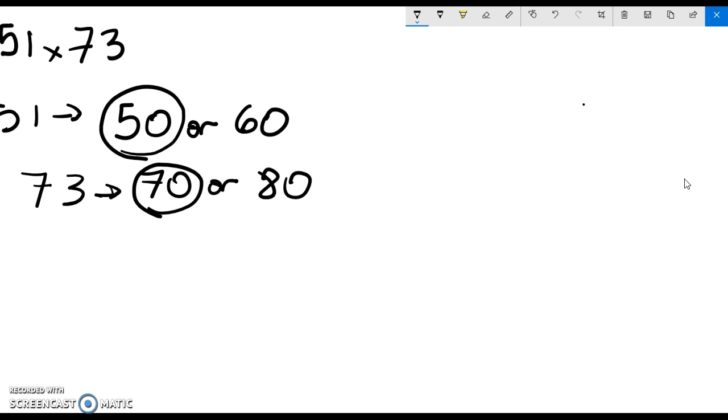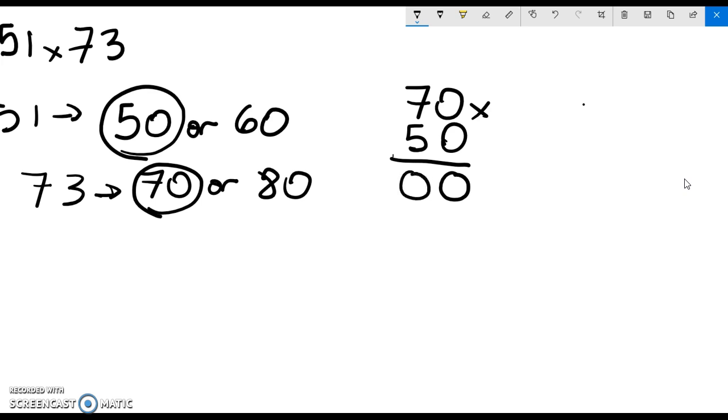So now let's do the multiplication right here. So we're going to do 70 times 50. What is that equal to? 0 times 0, 0. 0 times 7 equals 0, right? And you want to do this. 5 times 0, that's 0. 5 times 7, what is 5 times 7? 5 times 7 is 35.